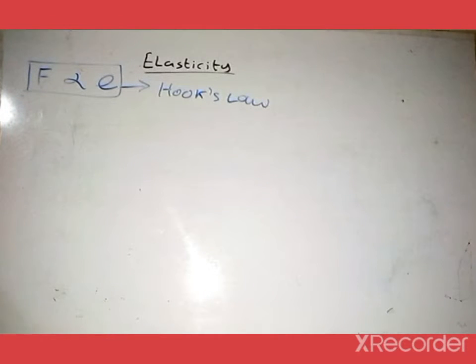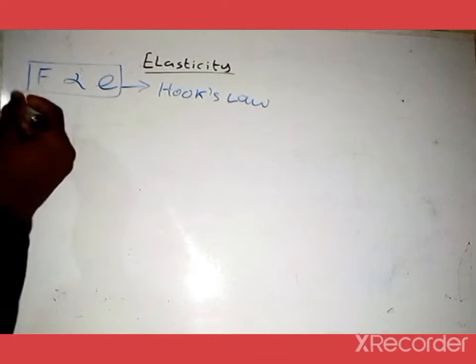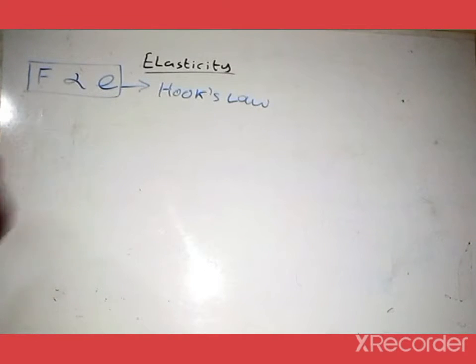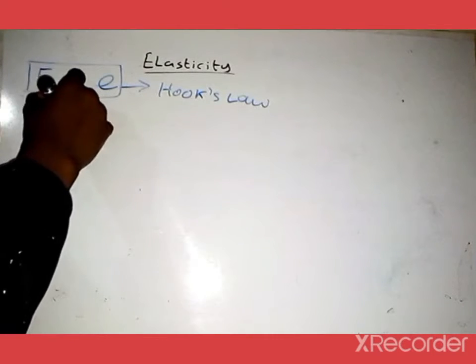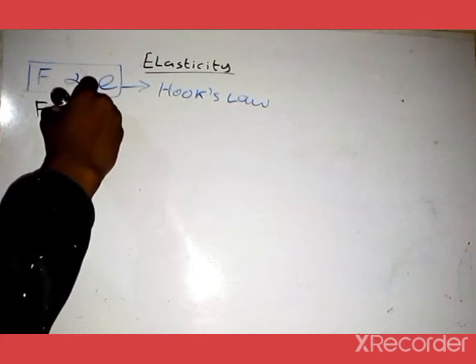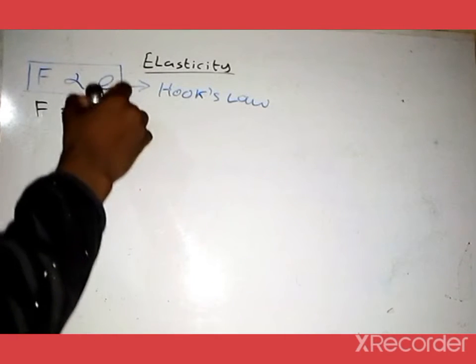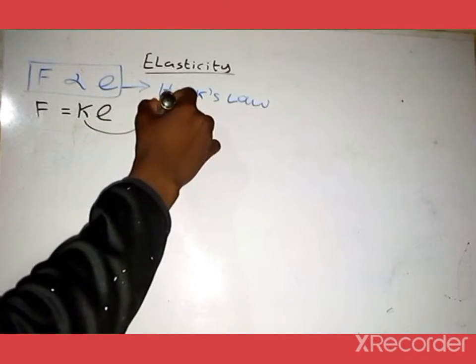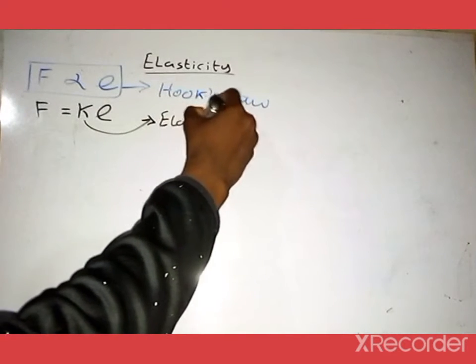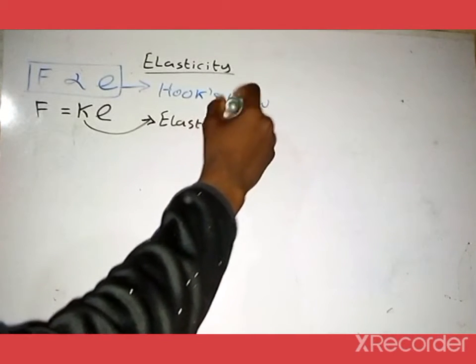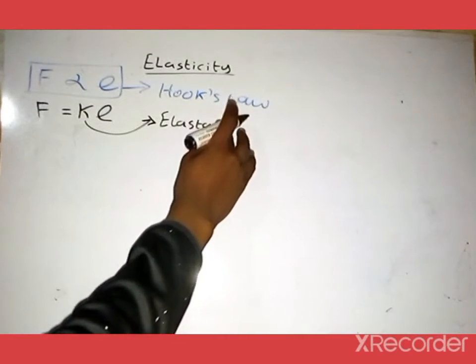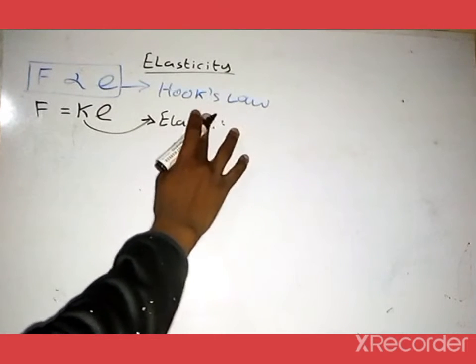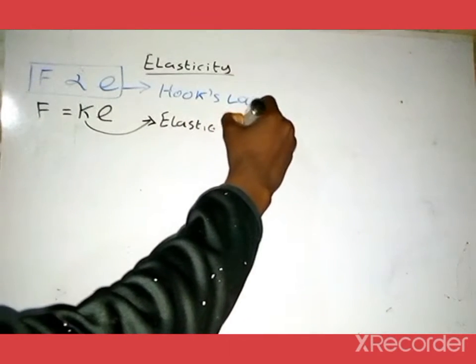So now, removing the proportionality, we introduce a constant. Let's say the constant is k, then we put our e: F equals k e. You see, this k here is called the elastic constant k.